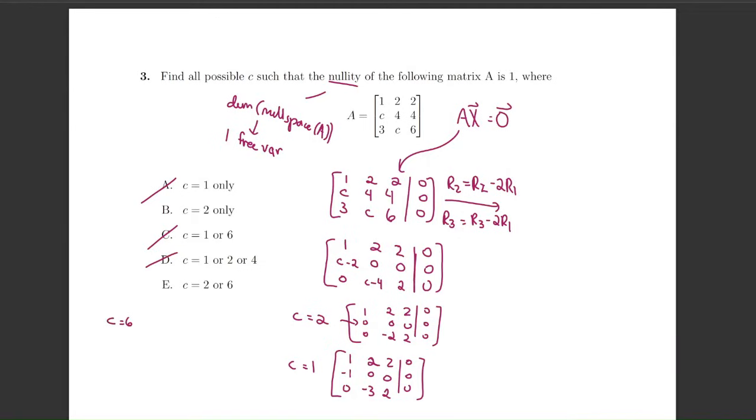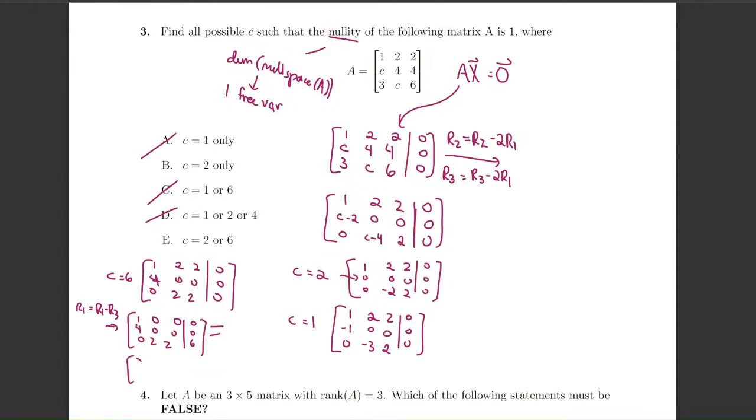Then if we look at c equals 6, you can see that it would give you 4, 0, 0, 0, 2, 2, and 0, 0. Notice that you can actually row reduce this further. If we subtract row 3 from row 1, we get 1, 0, 0, 4, 0, 0, 0, 2, 2. And then furthermore, we can see that these two rows are multiples of each other, so we can eliminate one of these rows to become a row of zeros. So this would be row 1 equals row 1 minus, say, 1/4 row 2.